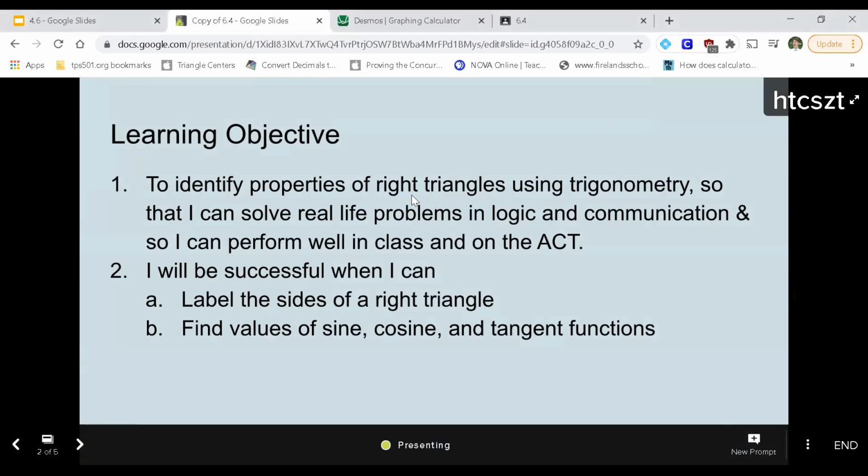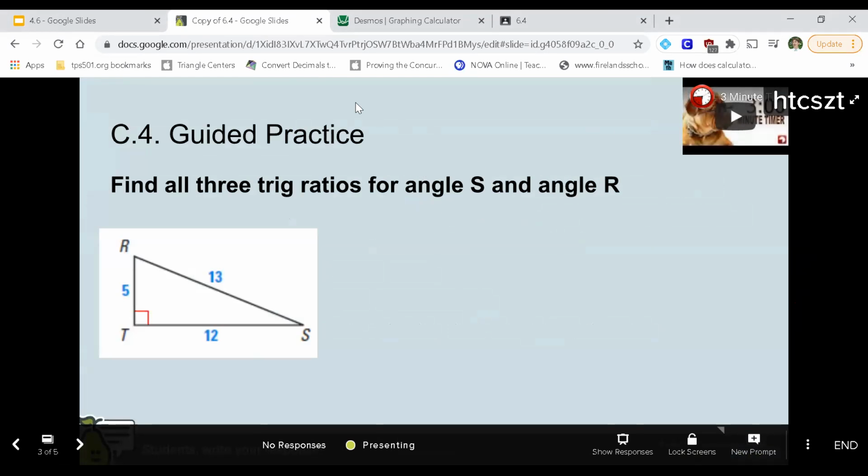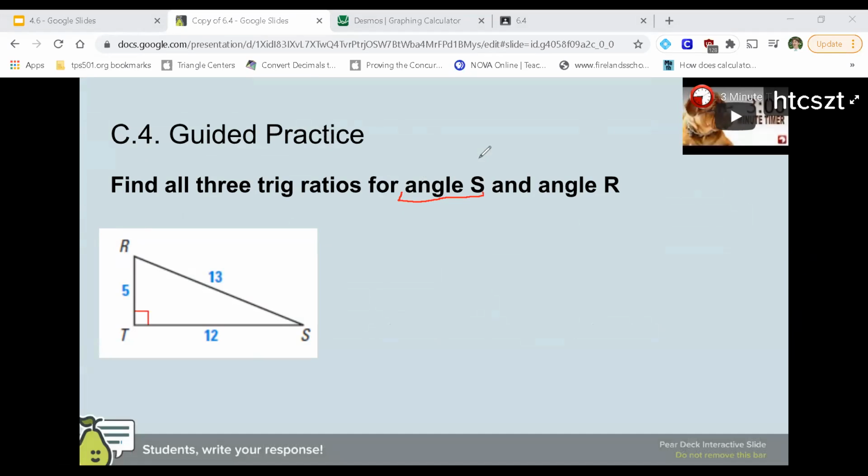Okay, so let's do some more. How are you feeling about this? Do you think you could do both of these angles, or would you like me to do one and then have you do the other? Do you want to see another example worked through? Anybody? Okay. All right. Let's have you try both of them.